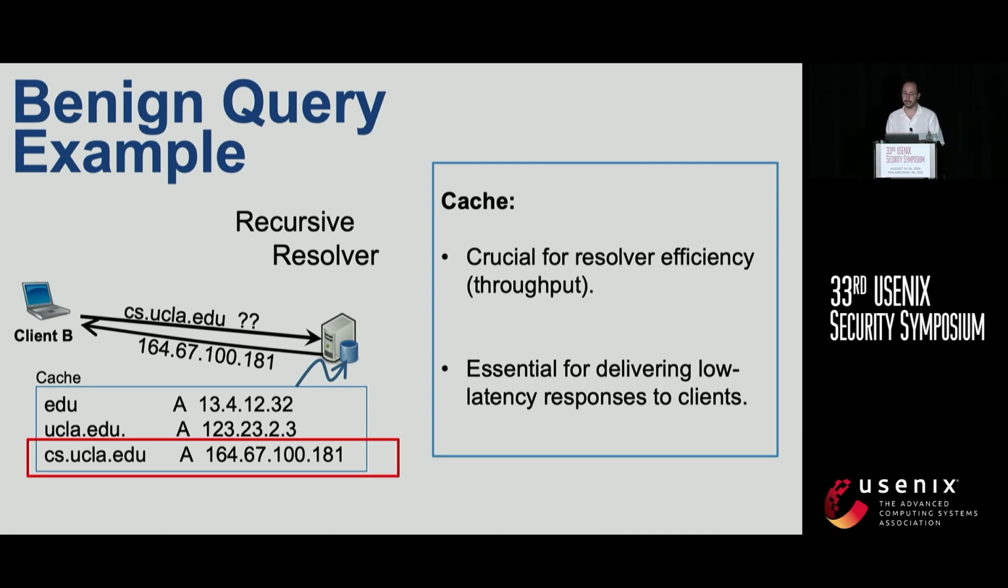We know that the cache is crucial for recursive resolver efficiency, for throughput, and for low latency. So it doesn't need to repeat those domains that are frequently asked over and over again, because they are in its cache.